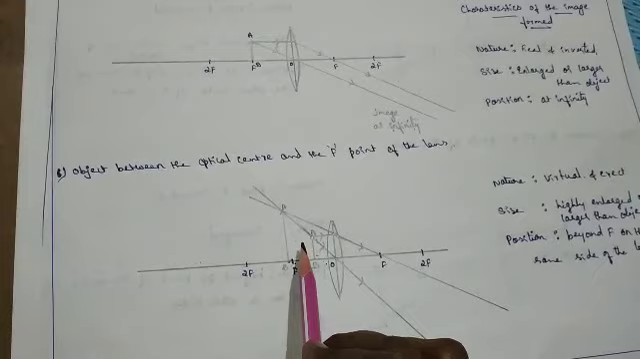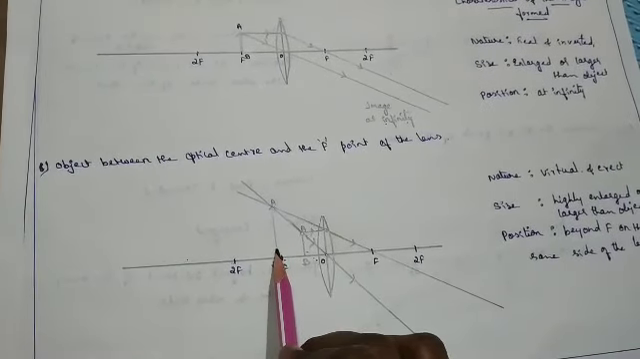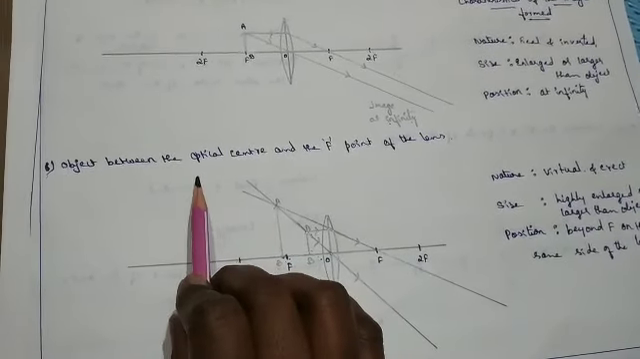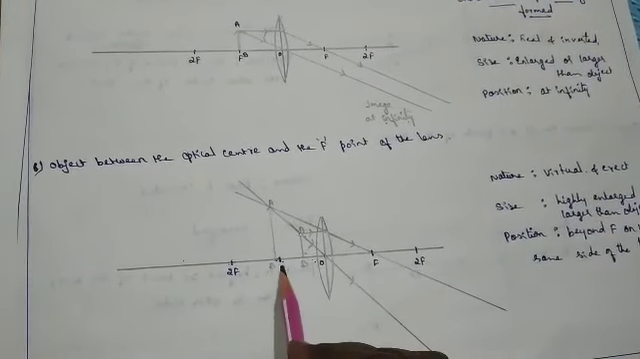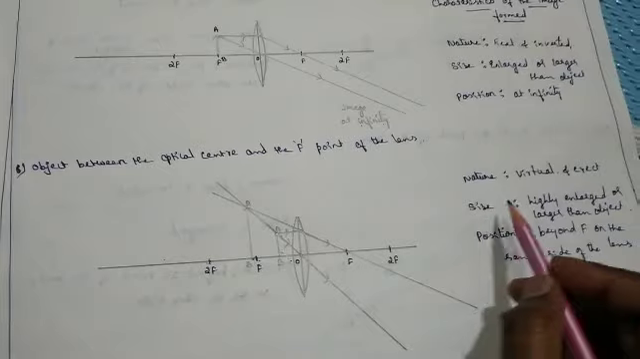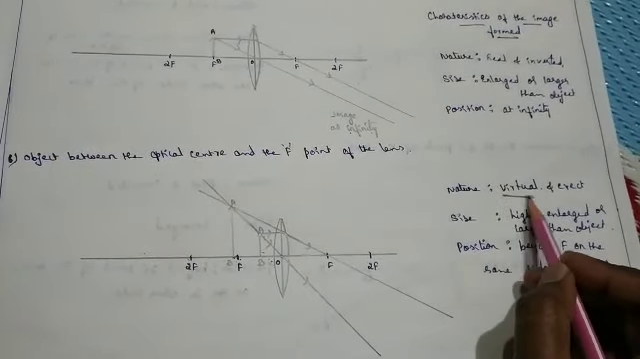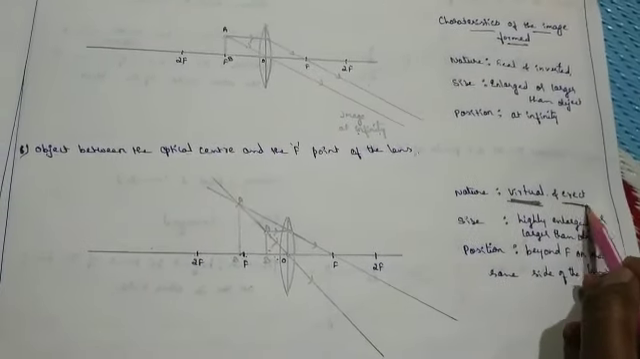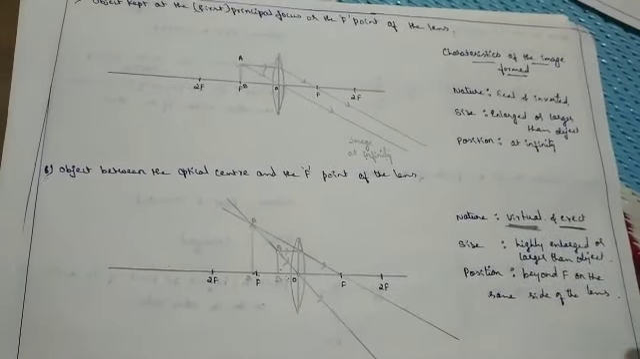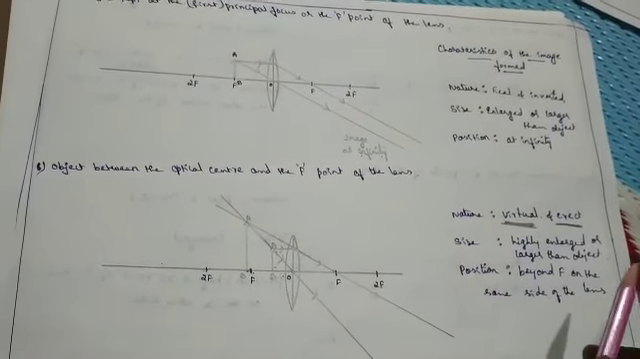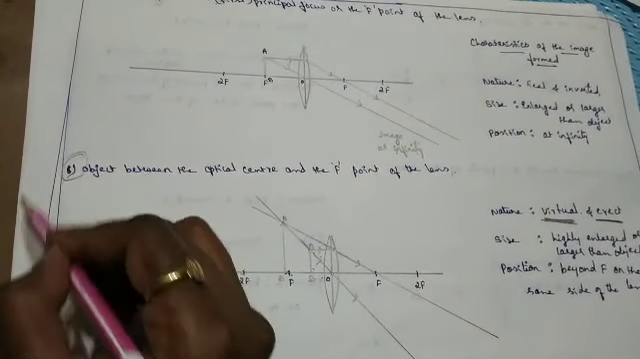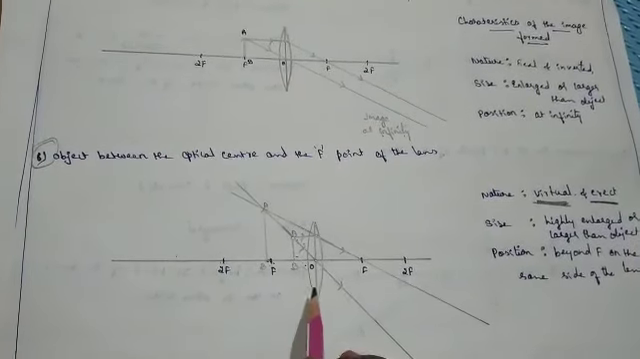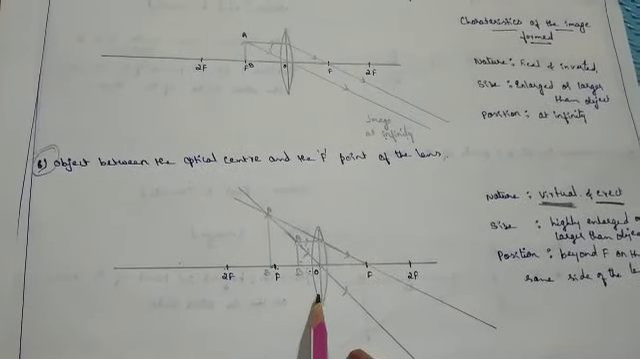So here the last case is very important, children. Many times the question is asked regarding this. When the object is placed between O and F, only in that case the nature of the image is virtual and erect. In all the remaining cases, the image is real and inverted. So this point is very important, children, and you need to practice this ray diagram many times.